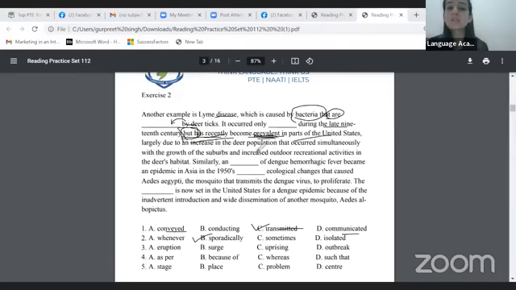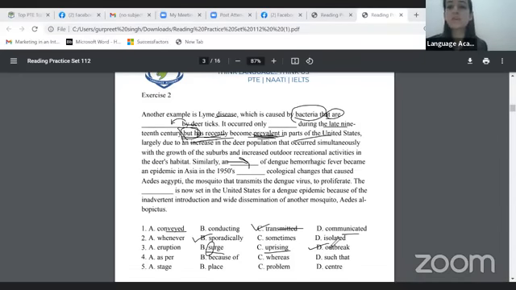largely due to an increase in deer population that occurred simultaneously with the growth of the suburbs and increased outdoor recreational activities in the deer's habitat. Similarly, an dash of dengue hemorrhagic fever became an epidemic in Asia in the 1950s. So with "an" will come a noun, and a singular noun. Can we say eruption of dengue? Eruption is used for volcanoes. Eruption of volcano. Surge means increase, but "surge" cannot come with "an". We need something with a vowel. Uprising is again increasing.